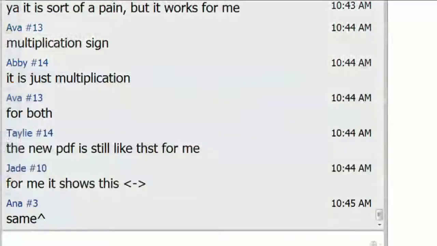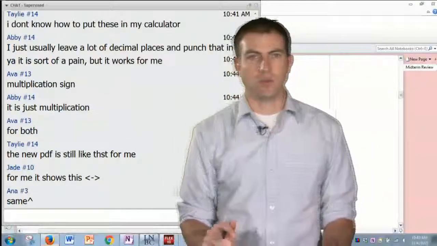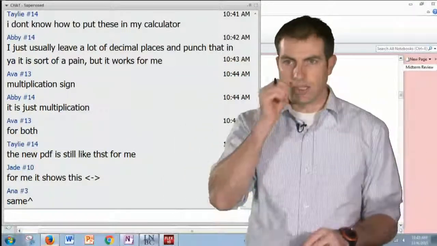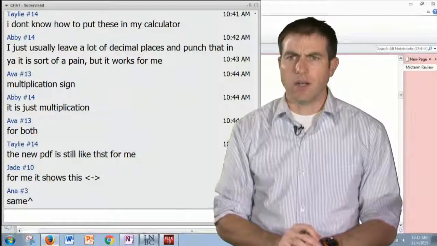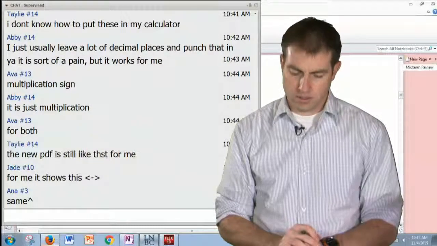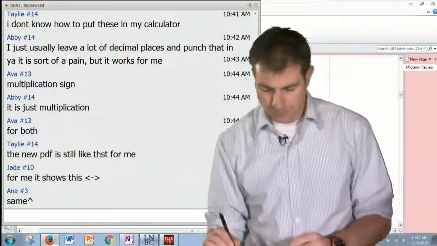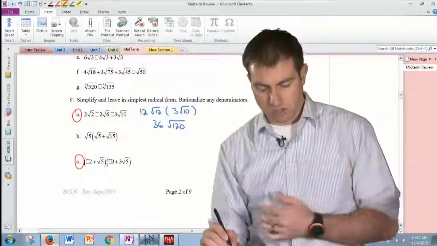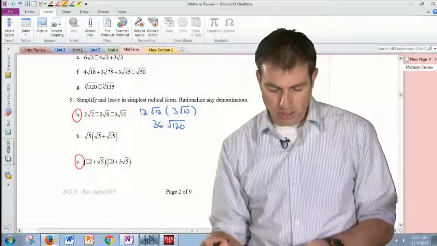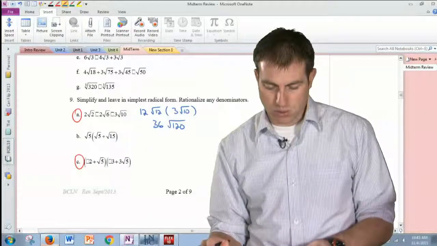I'm thinking you guys are getting these weird like greater than or less than arrows. I'm thinking it's probably maybe a multiplication question. We'll see where we end up. Let's do it as a multiplication question. The other two are multiplication questions, so let's just go with it.